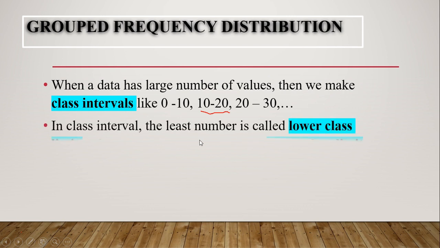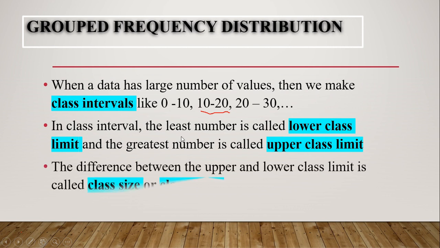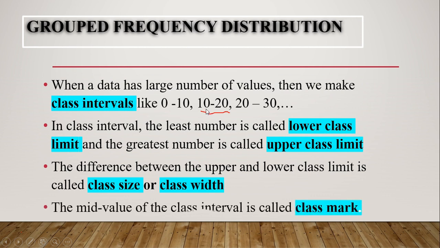Now in this class interval, the least number is called the lower class limit and the greatest number is called the upper class limit. The difference between the upper class limit and the lower class limit is called class size or class width. The mid value of the class interval is called class mark.